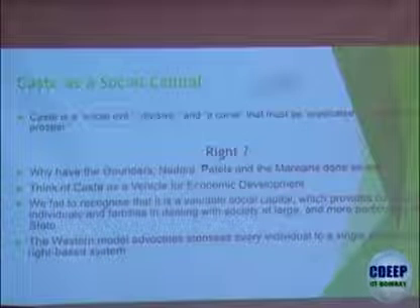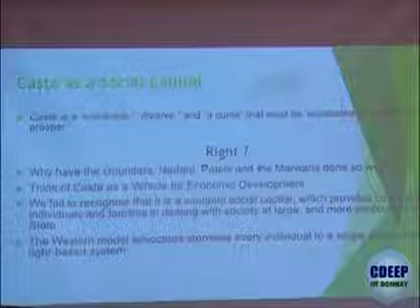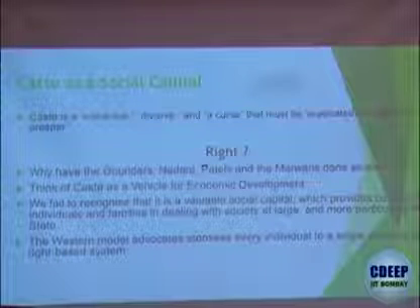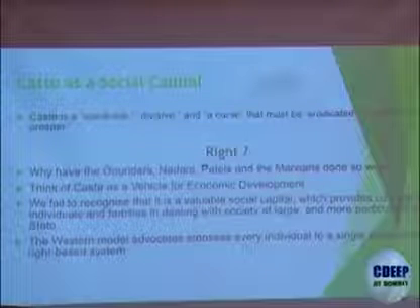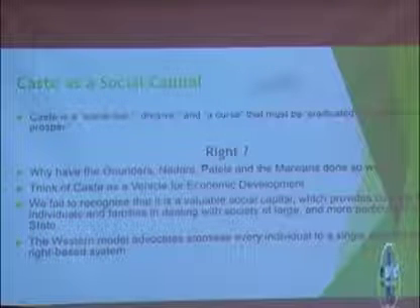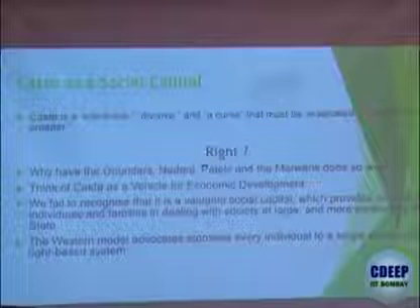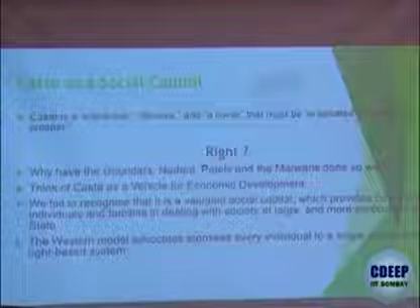So caste is termed as a social evil, divisive and a curse that must be eradicated if India is to prosper. So do you think that is right? Next. But then why have Gounders, Nadars, Patels and Marwadis done so well as castes in India? If we think of caste as a vehicle for economic development, then it gives an entirely new perspective.